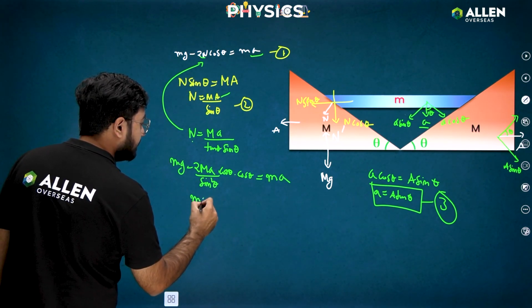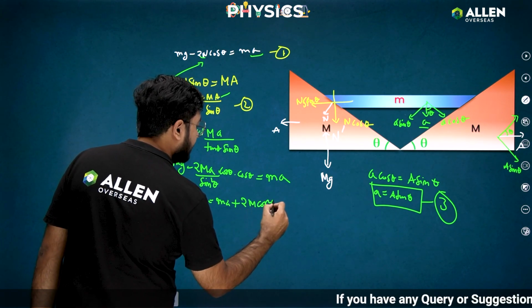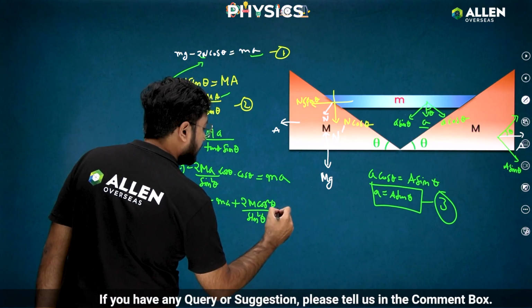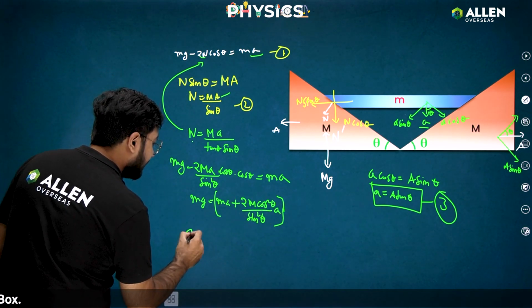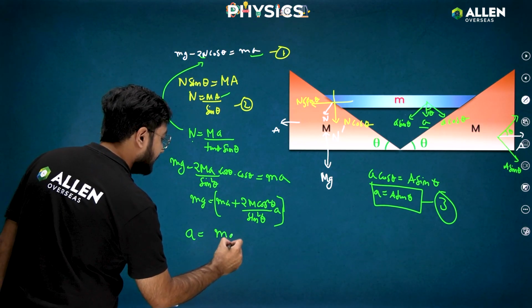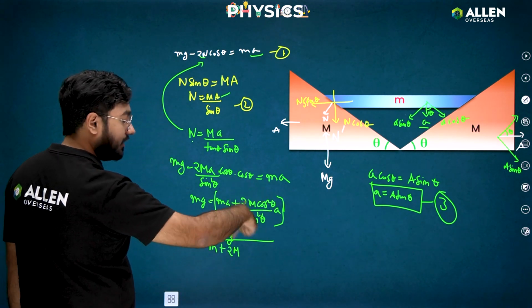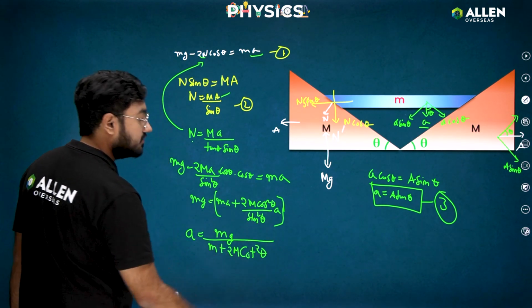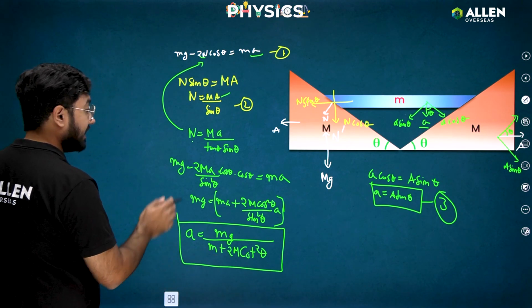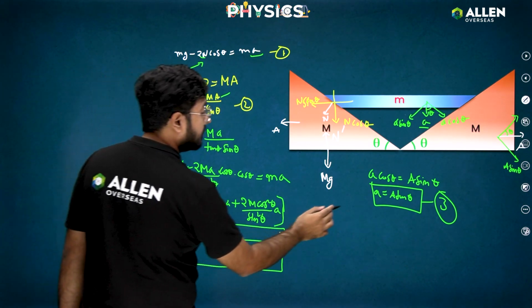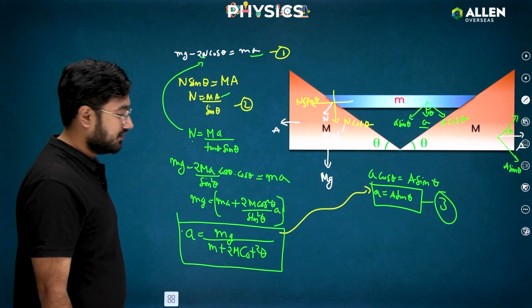So from here, mg will be equal to ma plus 2m cos squared theta over sin squared theta into a, right? Or a from here, if you take out common, this will be equal to mg divided by m plus 2m cos squared theta by sin squared theta, which is cot squared theta, right? And this is your required acceleration. If they ask you for capital A, substitute this value here. You will get capital A. Divide this thing by tan theta. Getting the point? So interesting.